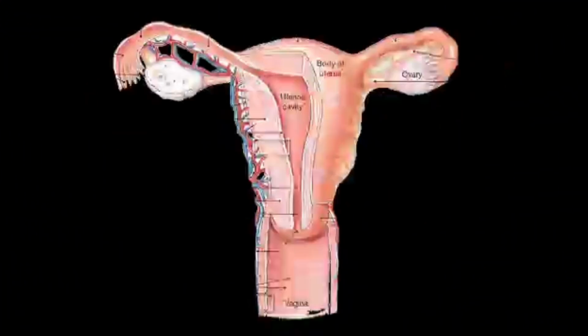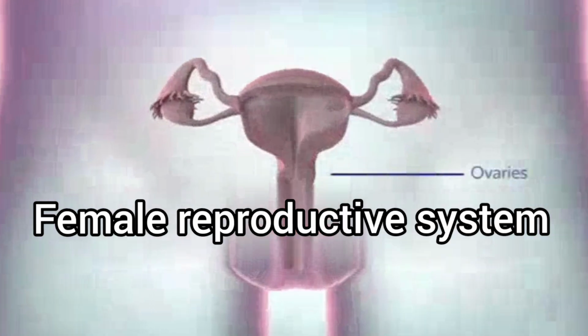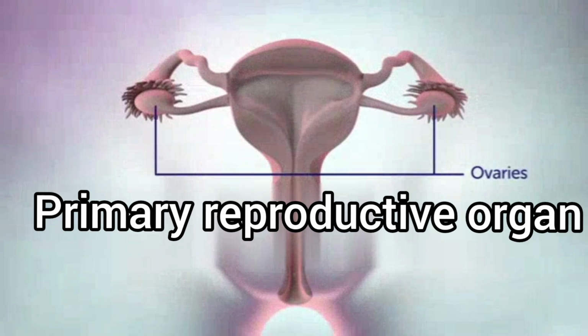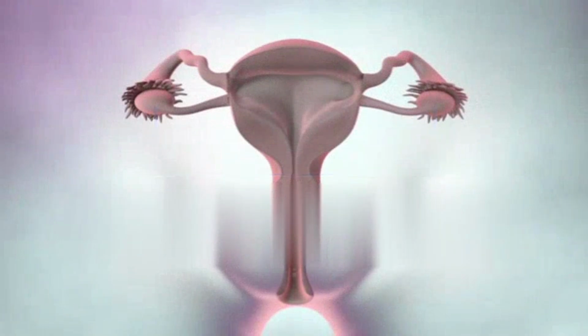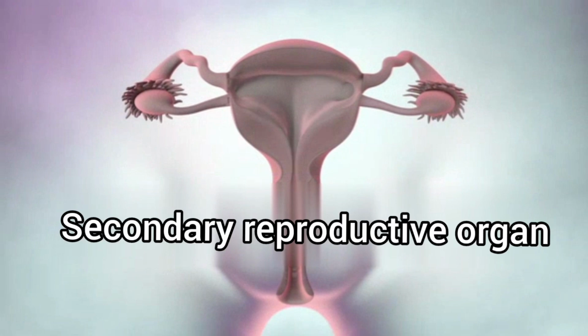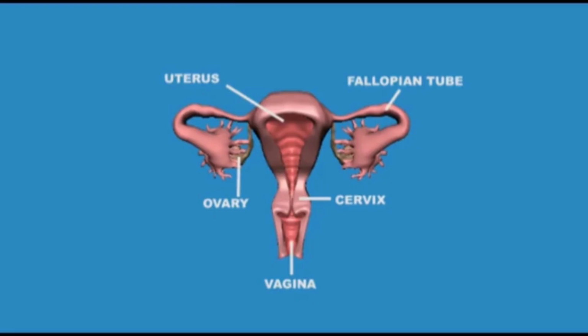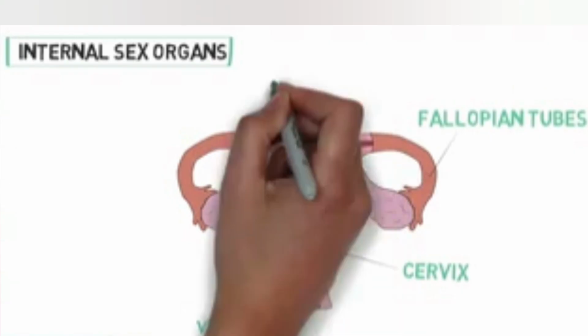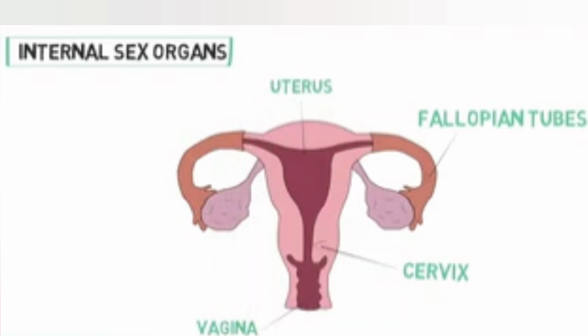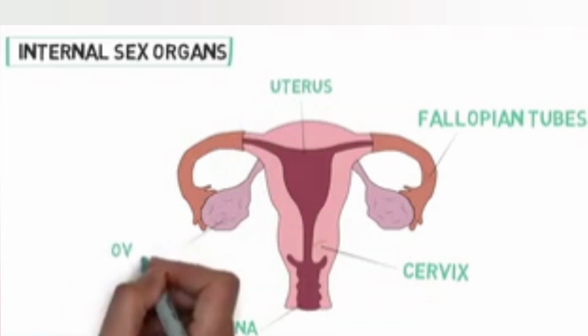The female reproductive system. The female reproductive system includes the primary reproductive organs that are a pair of ovaries, the ducts that are a pair of fallopian tubes, and the accessory reproductive organs like uterus, vagina and vulva. The ovaries are a pair of almond-shaped structures located close to the lateral cavity, one on either side of the uterus.